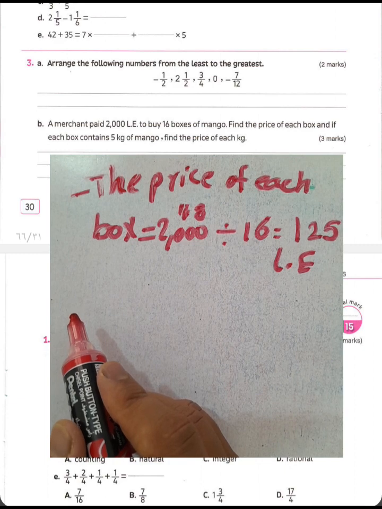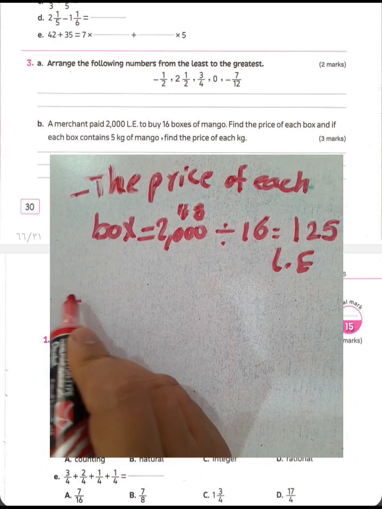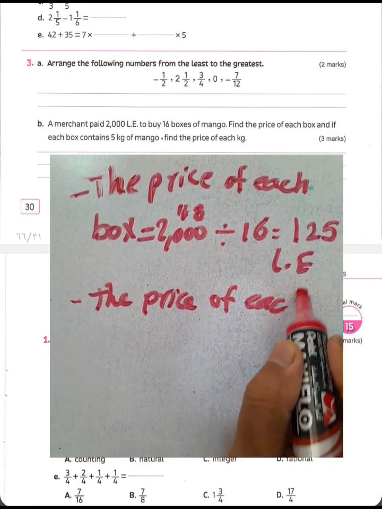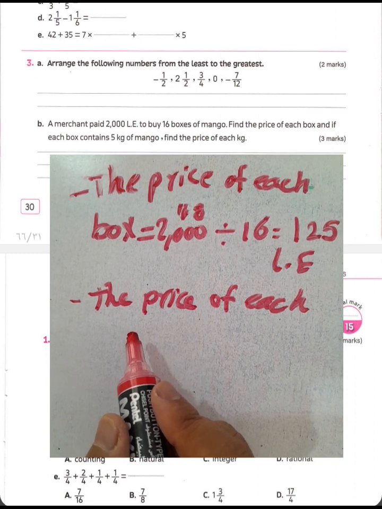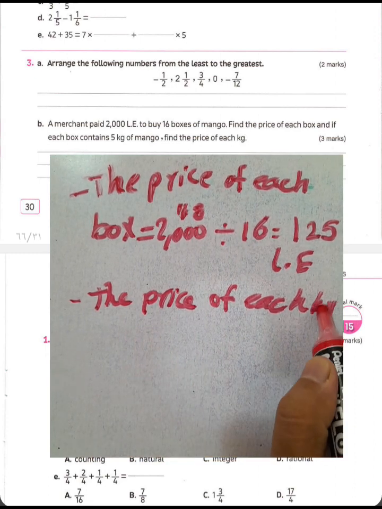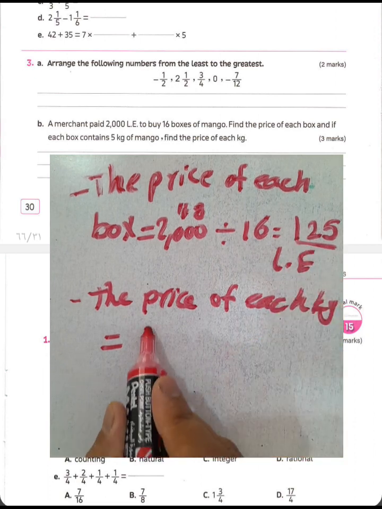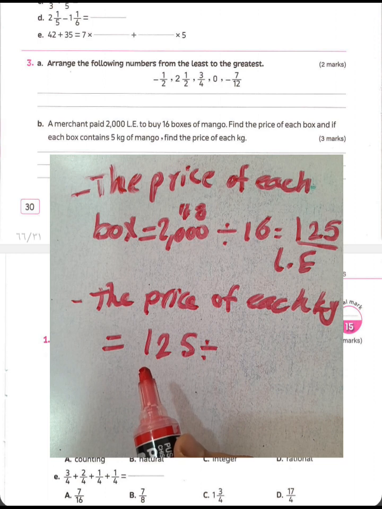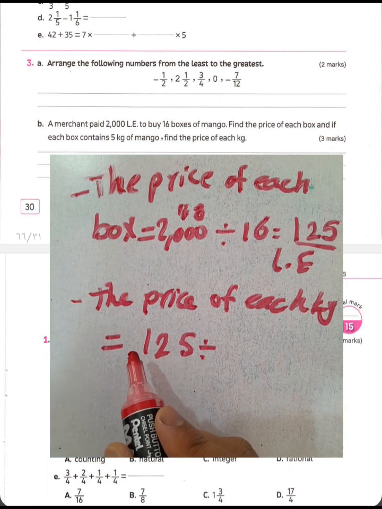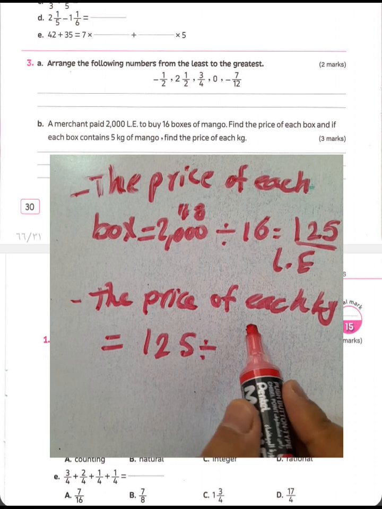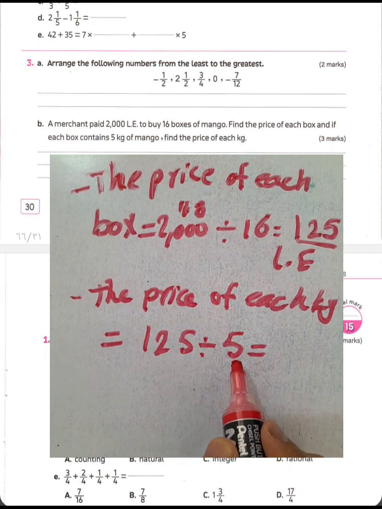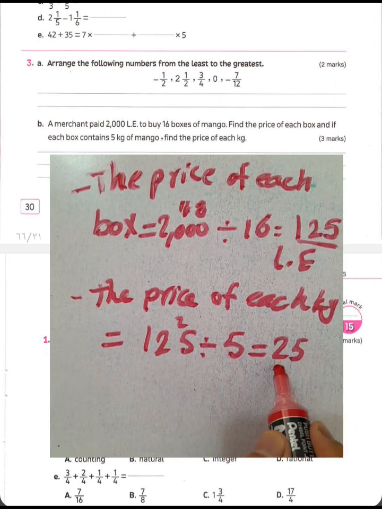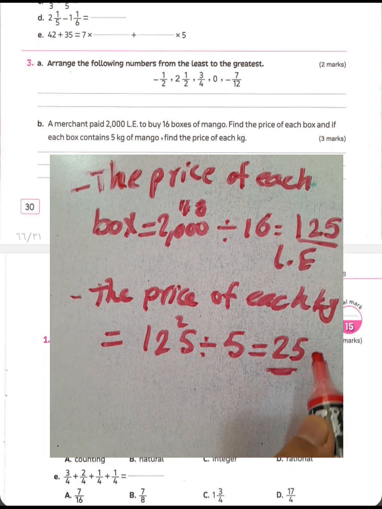Then the next step, we can find the price of each kilogram. The price of each kilogram will be equal to 125 divided by how many kilograms. We have 5 kilograms of mango in each box, so divided by 5. 12 divided by 5 equals 2 and the remainder 2. 25 divided by 5 equals 5, and the price of each kilogram will be 25 Egyptian lira.